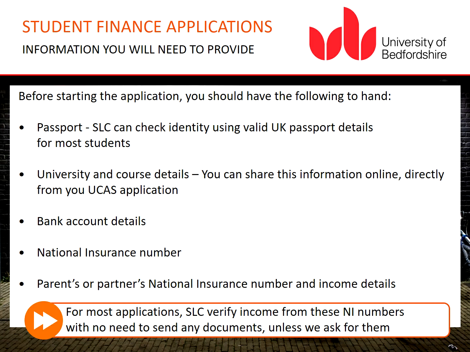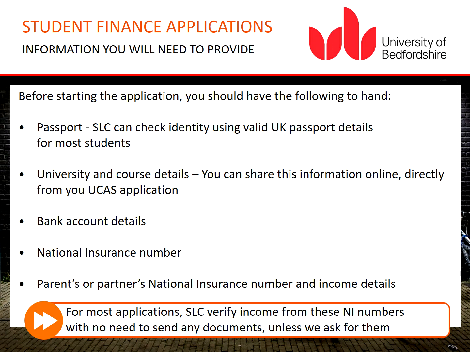You are going to need some handy details to complete your application. You'll first of all need some proof of identification. Now the easiest and simplest method is through a valid UK passport. However, you can send off other means of identification if you need to. You'll need your university and course details. You should know those. You'll also need your bank details. Now these may change once you've started university. So for the purpose of the application, please just put in your current bank account details.